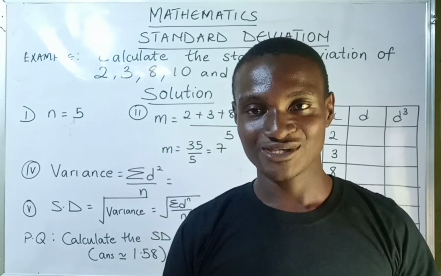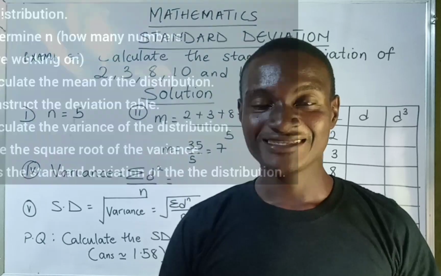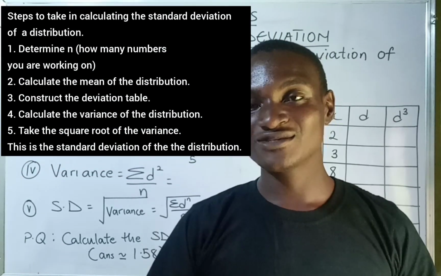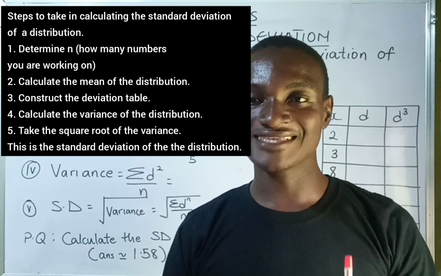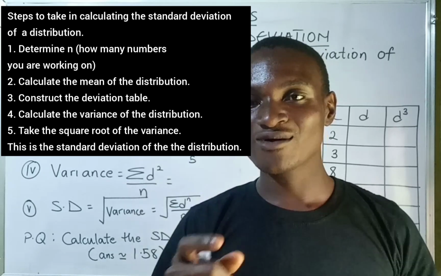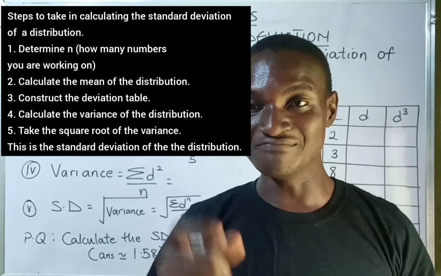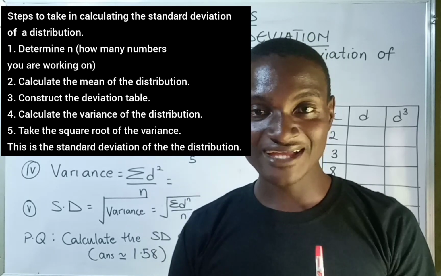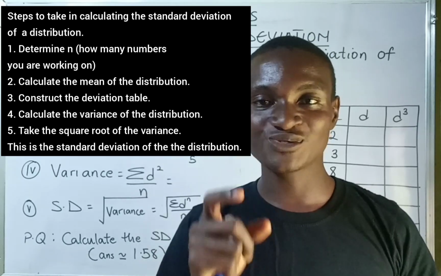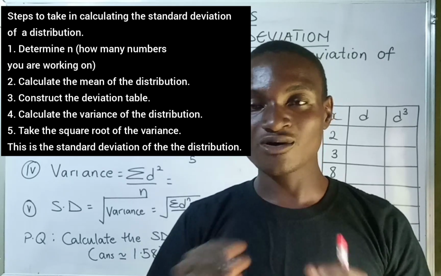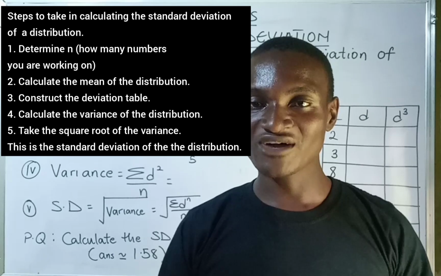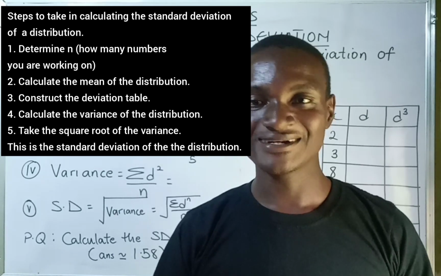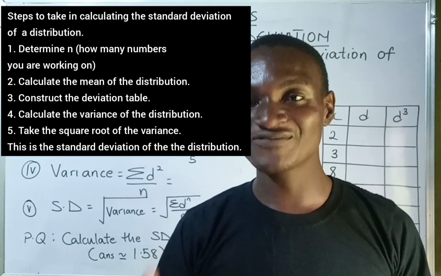What are these steps? As you can see them on your screen, the first step you want to take is to find n. What is n? N is the number of data you are working with. The second thing you want to do is find the mean of that distribution. After getting the mean, the next thing you will do is to find or construct a deviation table. After you have constructed a deviation table, the next step is to calculate your variance.